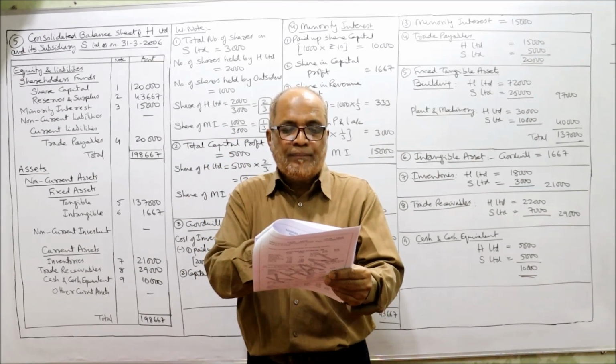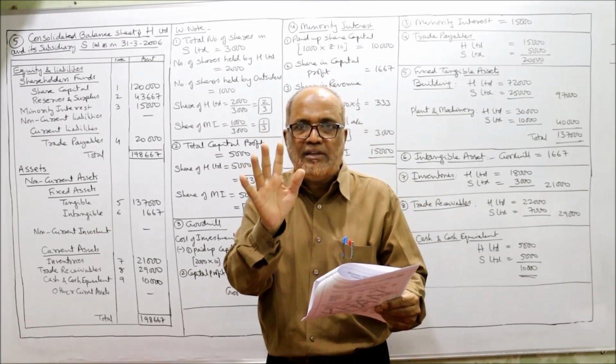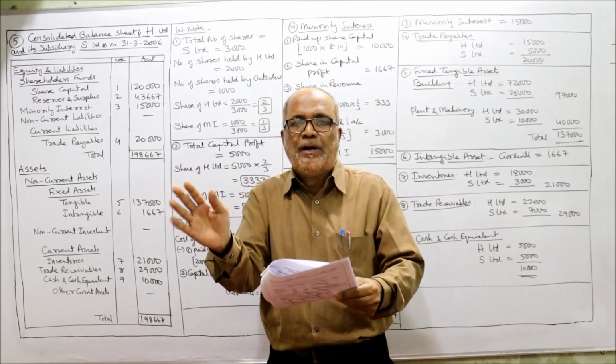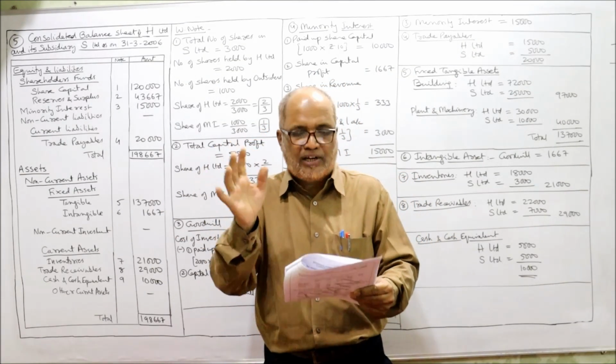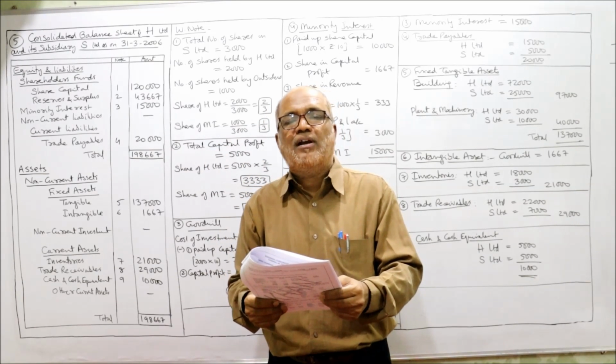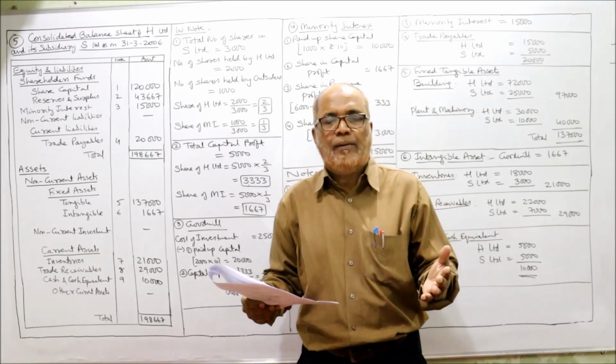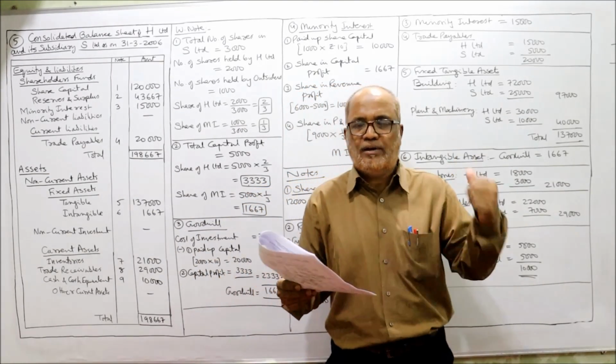How many shares are there? 30,000 divided by 10, 3,000. So remember this point. The subsidiary company is having 3,000 shares of rupees 10 each. General reserve is given for both the companies. P&L account, profit and loss account, is given for both the companies. Creditors, trade payable, we add up both in the consolidated balance sheet.